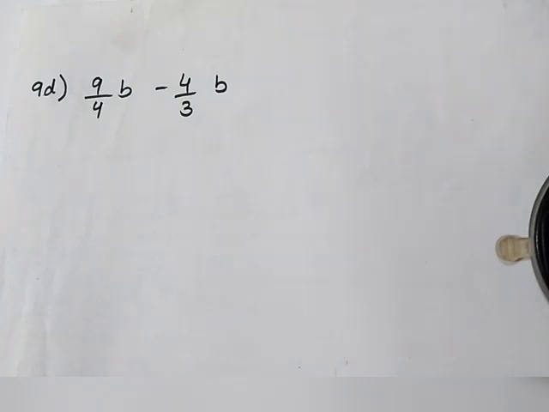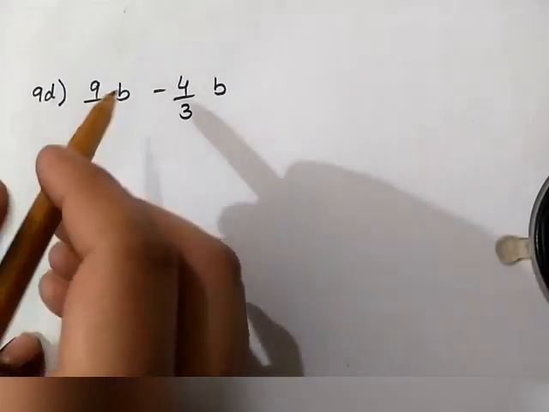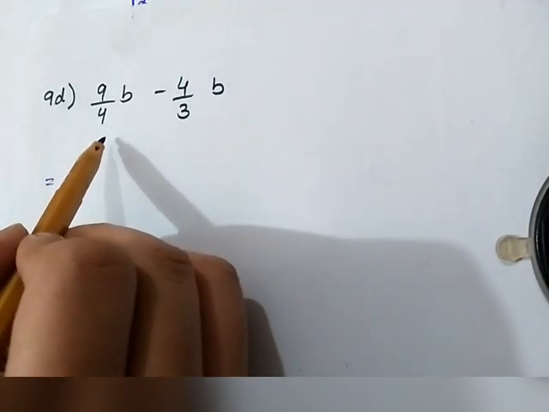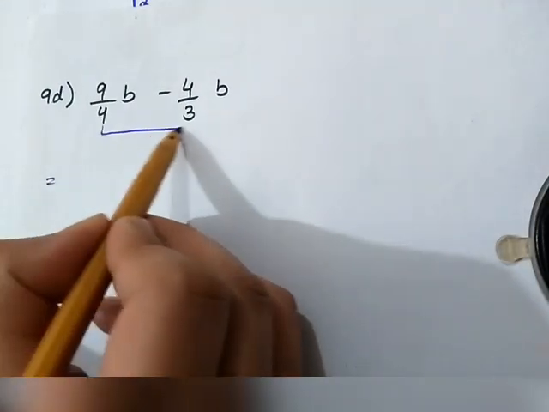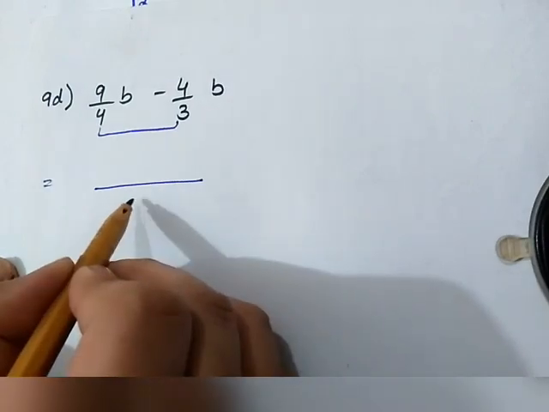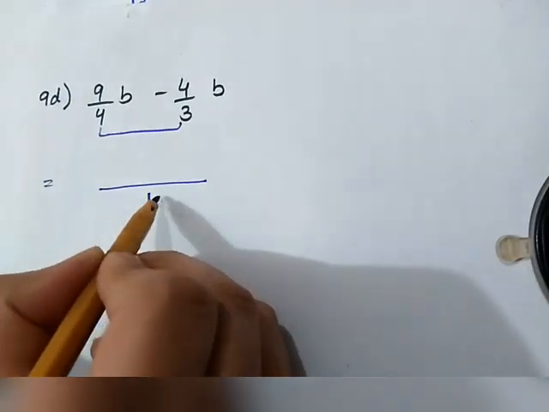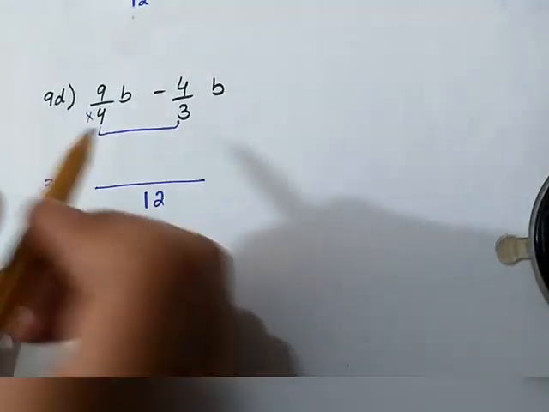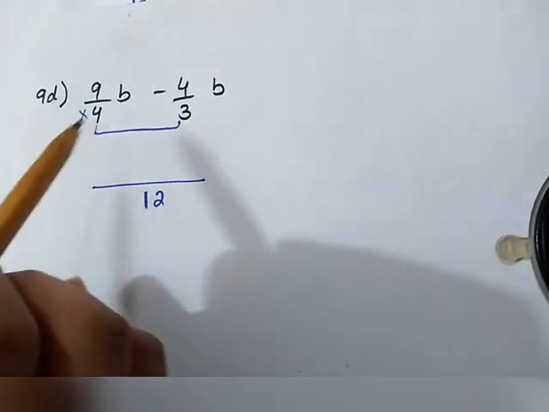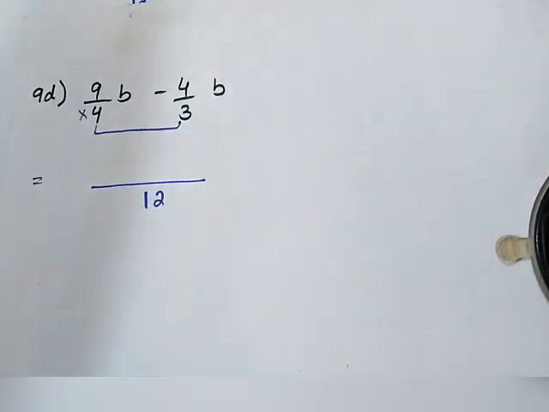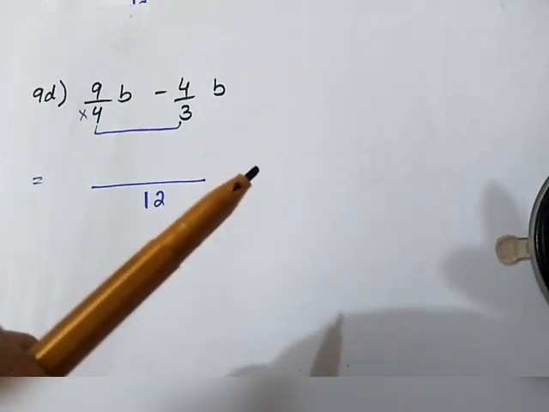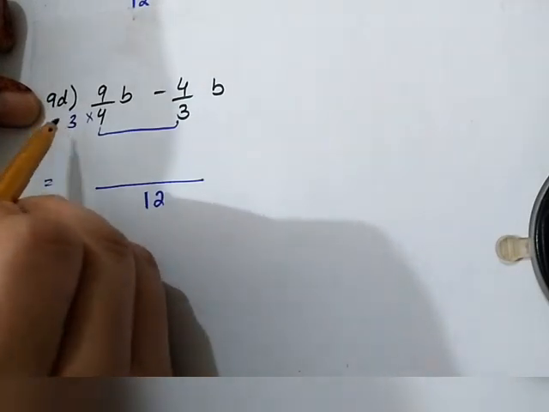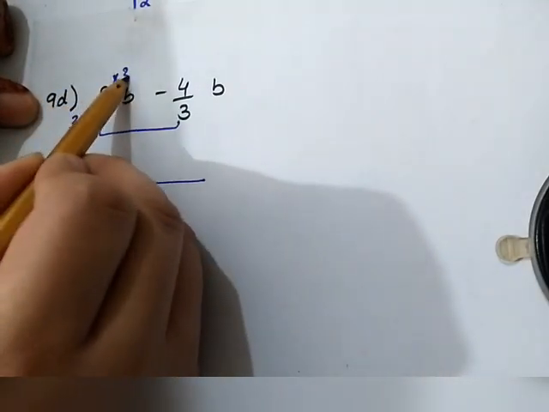We start part A of question 9. Here we have two fractions of the same variable. So first of all, what do we need to do? The LCM. So we take the LCM of 3 and 4. The LCM of 4 and 3 is 12. So what will be the next procedure? Make the denominators equal and adjust the numerators of those fractions. So when we equalize the denominator, we multiply 4 with 3 and multiply that 3 also with the numerator.